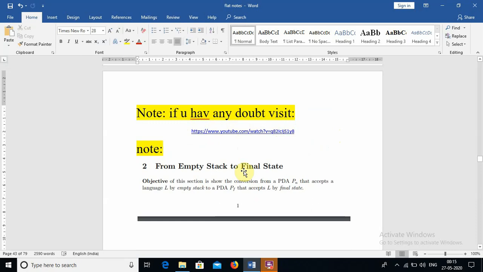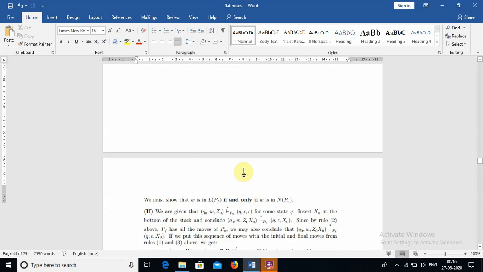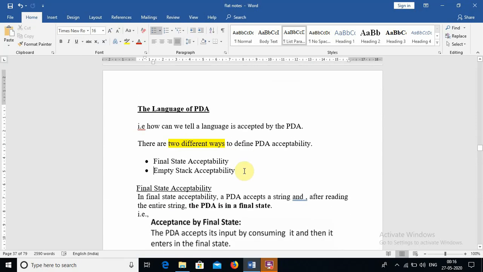Okay, and this is a note from the book. I defined this one. Hope you understand the language of a PDA. The language of a PDA is nothing but whether the language is accepted by the PDA, that can be shown. In finite automata also, how can we say a string or a language is accepted by the FA? When we reach the final state, then we can say the string or language is accepted by the FA. The same thing we can do here. If the consumption of a string reaches the final state or empty stack, then we can say that the string is accepted by the PDA.